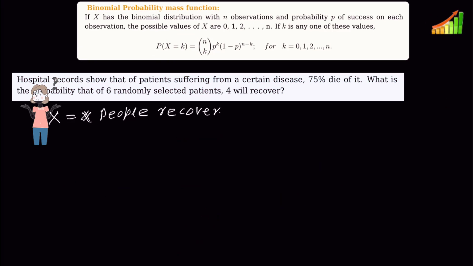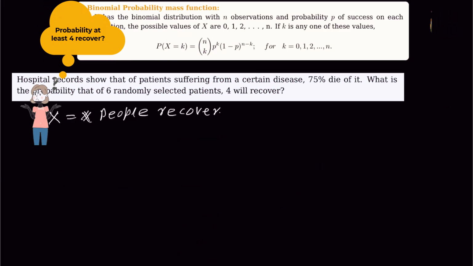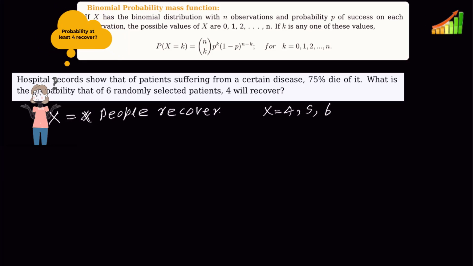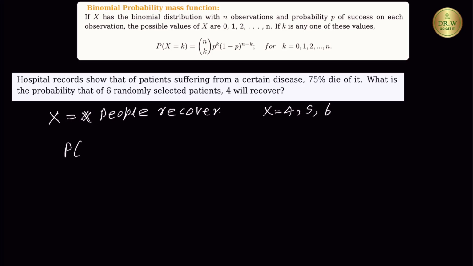If I ask to find the probability that at least 4 recover, what is the meaning of at least 4 recover? That means X can be 4, 5 and 6. Then how do we find this probability? Probability X greater than or equal 4, that is at least 4 recover. Then how do we write this? This is a discrete random variable because it is binomial, and also we cannot apply this mass function directly. Why? Here equal sign, here greater than or equal sign. Therefore, we need to write this with an equal sign.